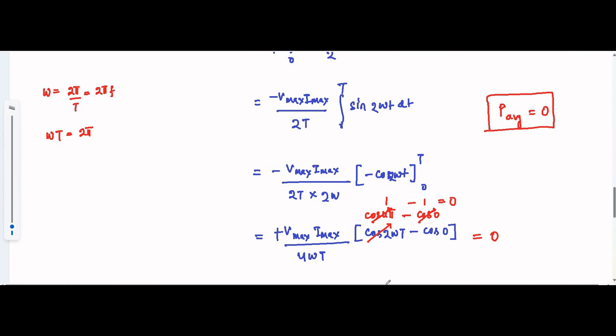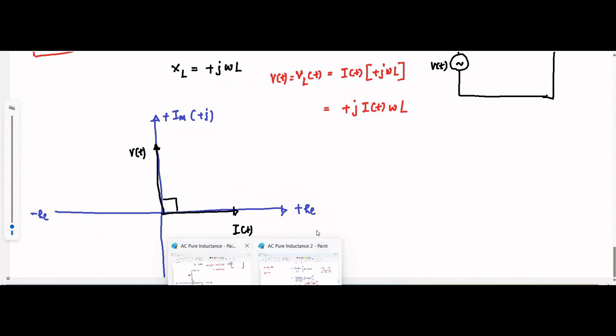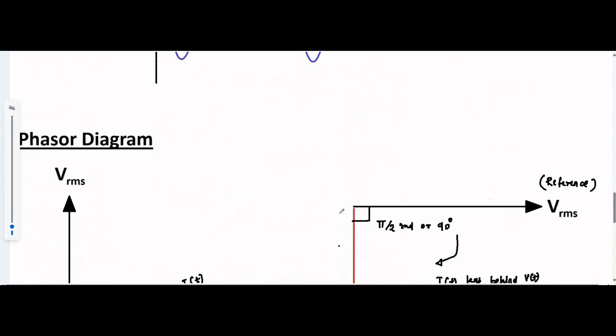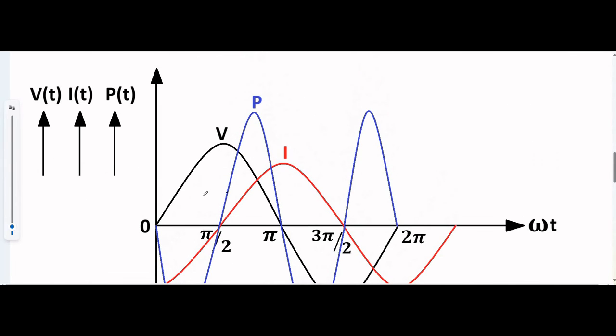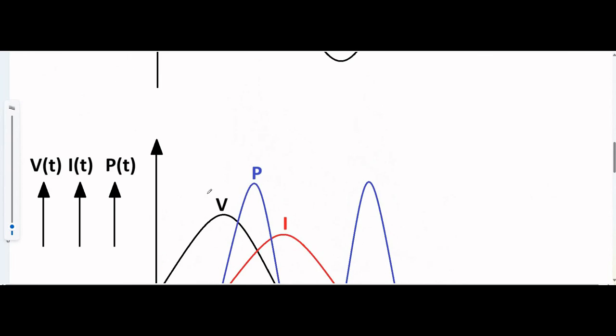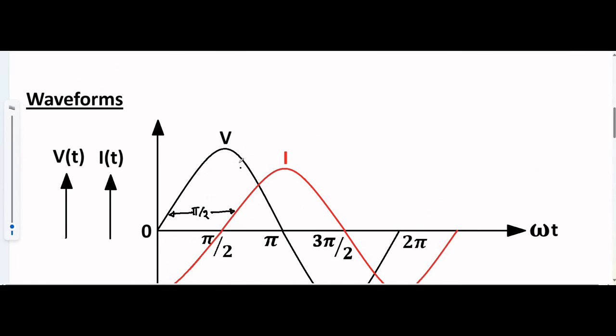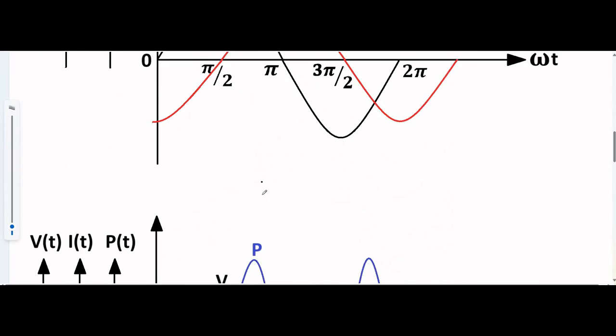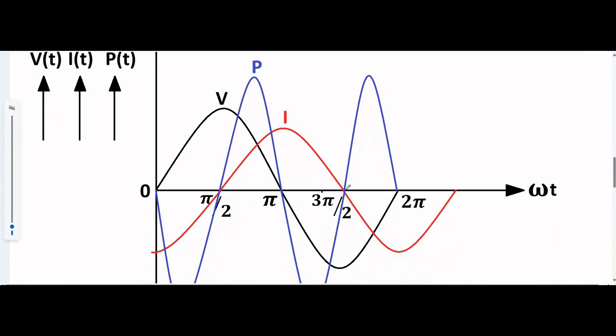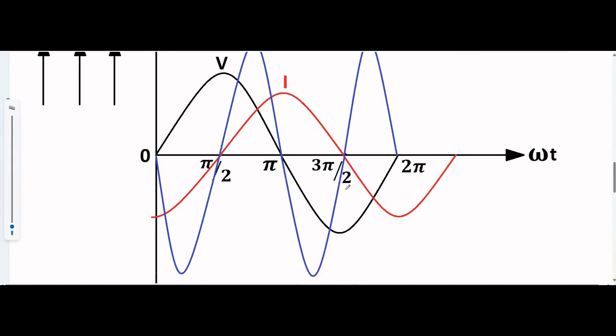Yes, the average power is 0. Now suppose we want the instantaneous power curve waveform. Okay, so in that case this is the instantaneous power curve. Pay attention, this is the waveform of voltage and current, instantaneous voltage and current. Here the blue one represents the power curve.